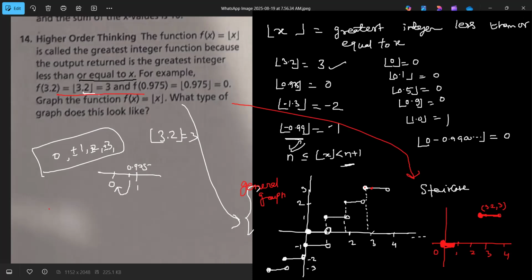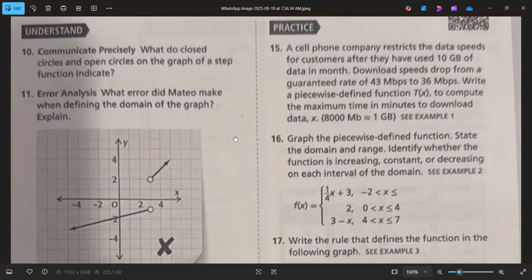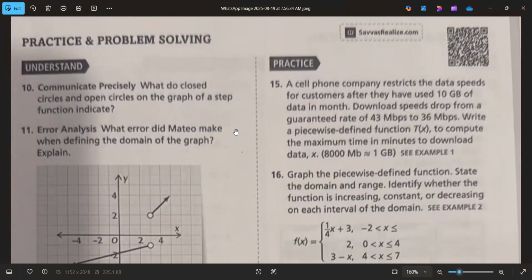Okay, next, 15. A cell phone company restricts the data speed for customers after their data limit, and download is random to the company's maximum time.